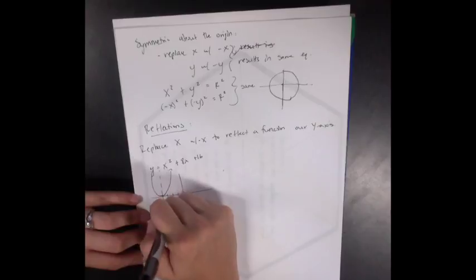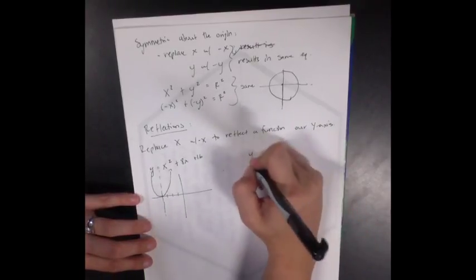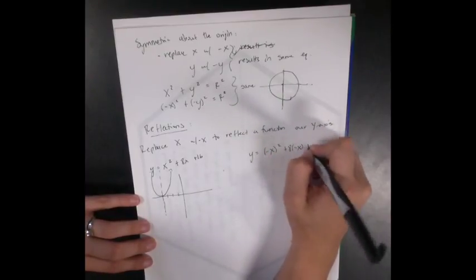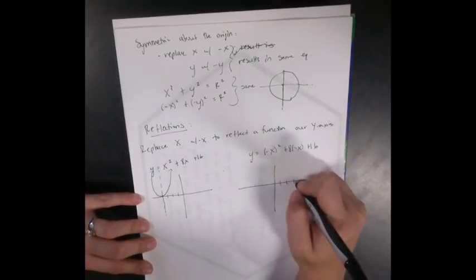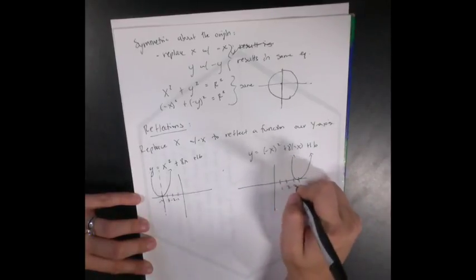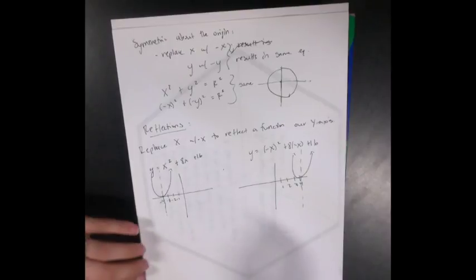It has symmetry along this point. Now if I was to replace x with negative x, so negative x squared plus 8 times negative x plus 16, it would flip it exactly over the y-axis. So here I have 1, 2, 3, 4. I have negative 4 at my vertex here. Here I have positive 4 at my vertex. So it reflects it across the y-axis.